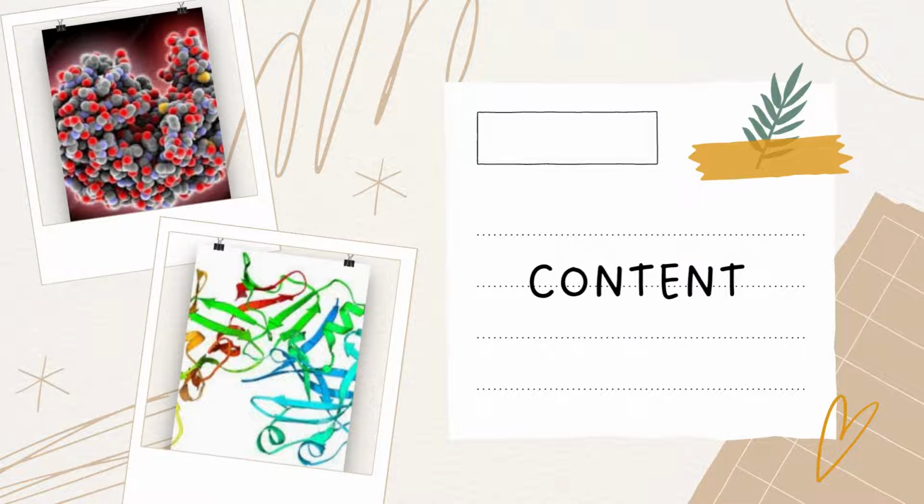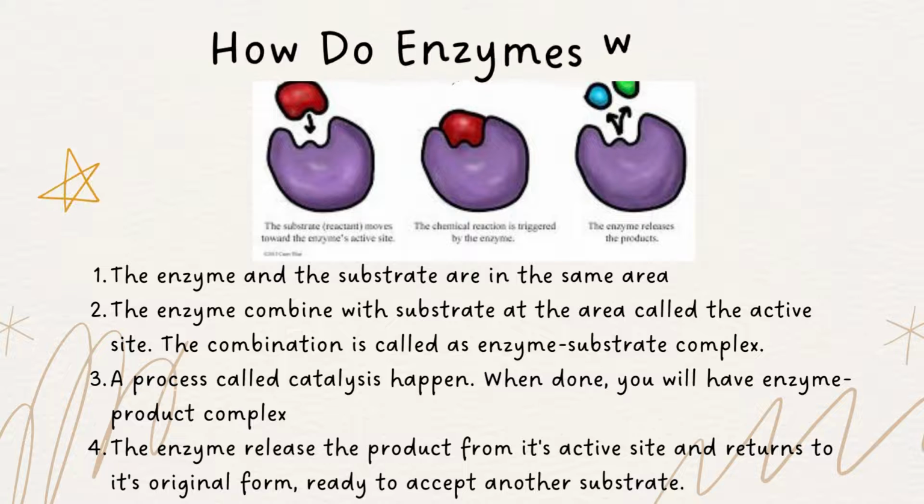Now, let's move into the content. How do enzymes work? Here are four simple steps that show their process. Firstly, the enzyme and the substrate are in the same area. Some situations have more than one substrate molecule that the enzyme will change.